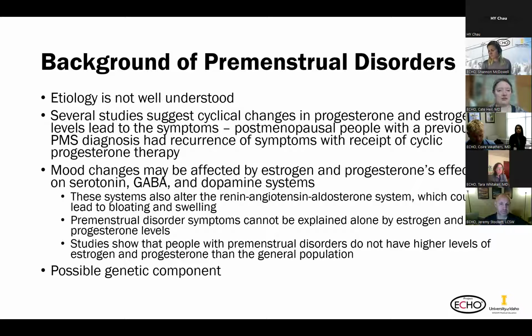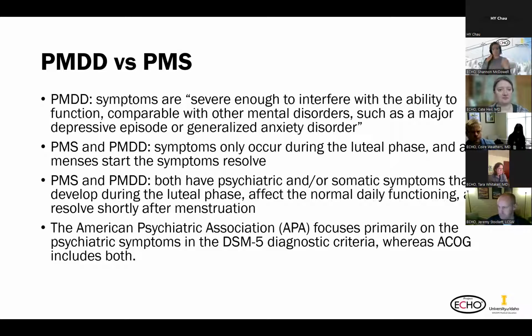And one thing that I found interesting when I was looking at resources for this talk is that current studies show that people with premenstrual disorders do not necessarily have a higher level of estrogen and progesterone than the general population. And then we do think that there is a possible genetic component as well.